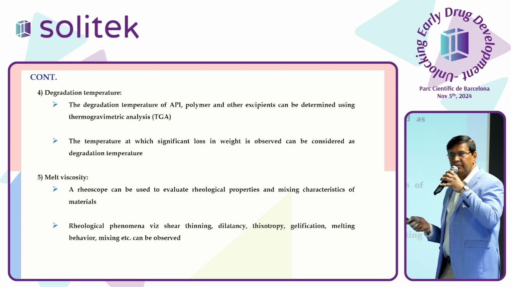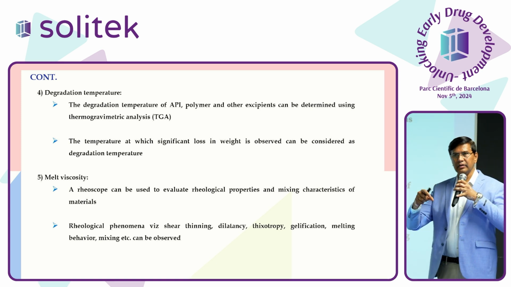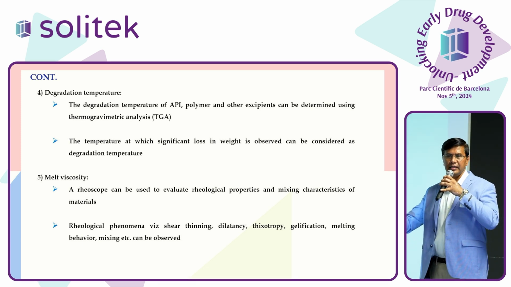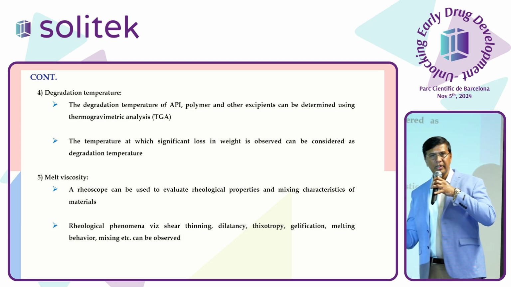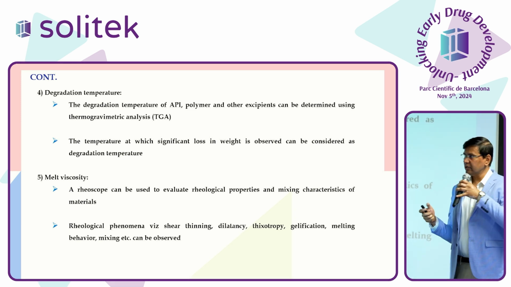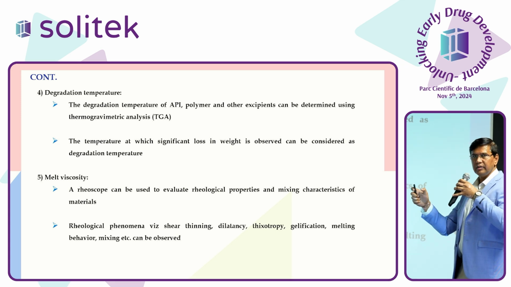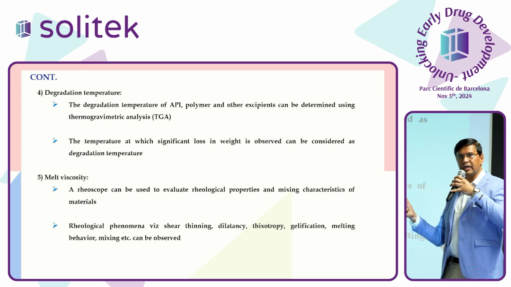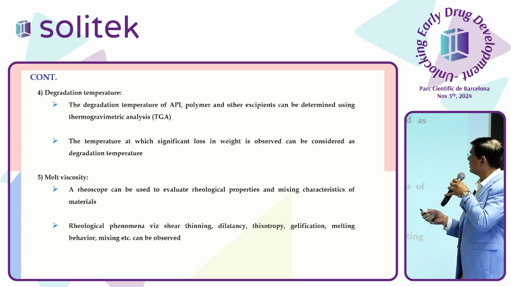Then the degradation temperature, which we generally find using TGA. You need to melt it at 200 degrees Celsius, 250, and if you see that at 250 degrees Celsius the polymer, the excipients or the drugs are getting degraded, then you need to use a processing temperature that is always 20 degrees Celsius less than your maximum degradation temperature.